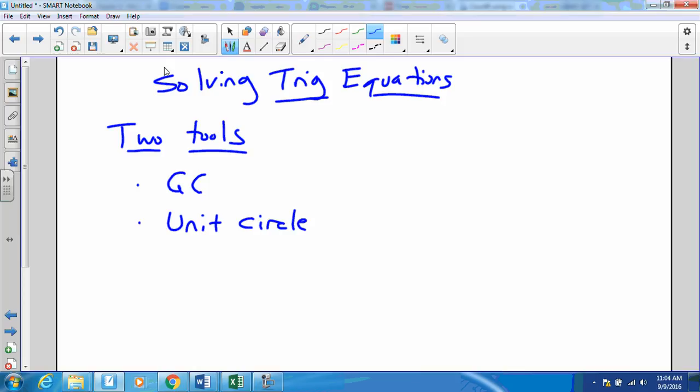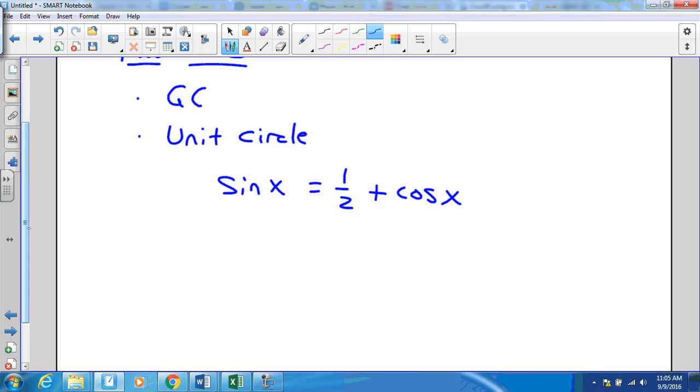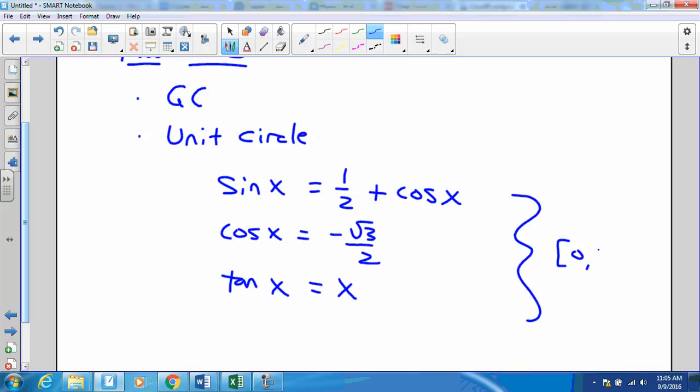If I give you, for example, this equation, sine x equals 1/2 plus cosine x, or this equation, cosine x equals negative root 3 over 2, or this equation, tan x equals x, and all of these to be solved on the domain 0 to 2 pi, then how can I assess whether I should use my calculator or seek to use the unit circle?